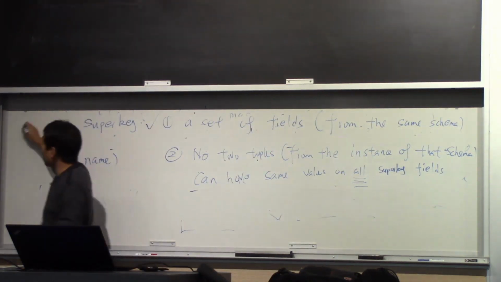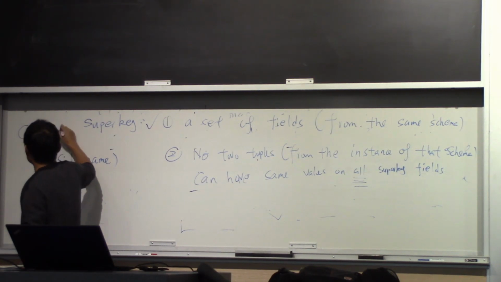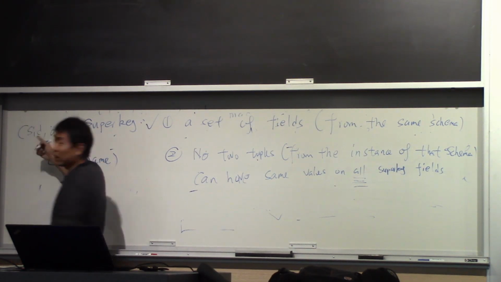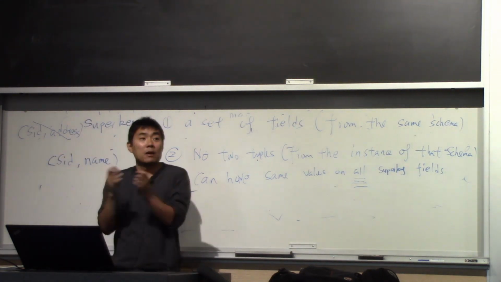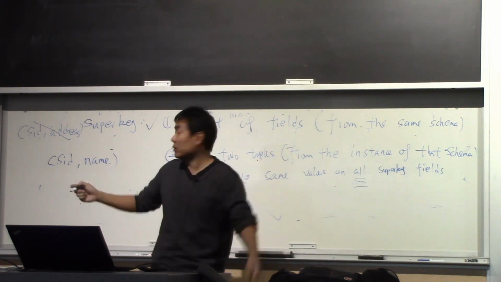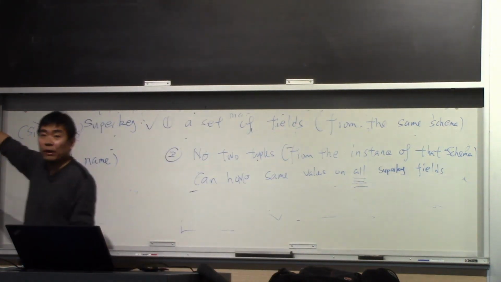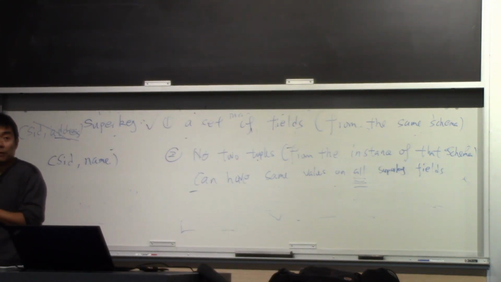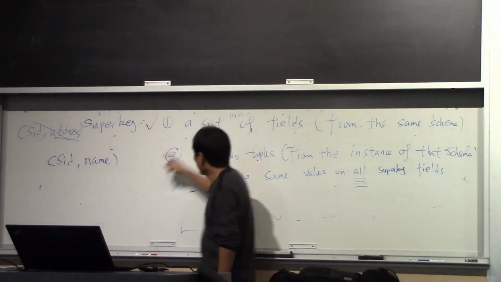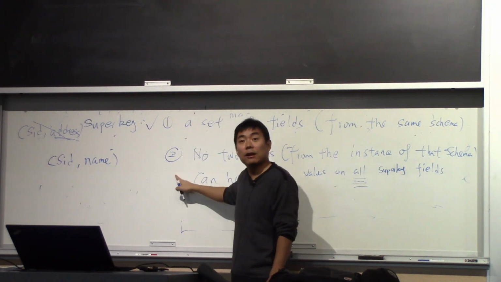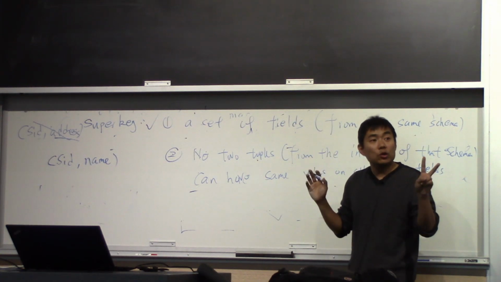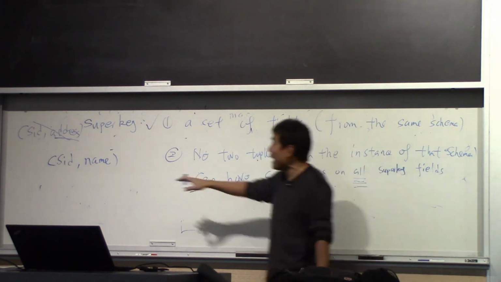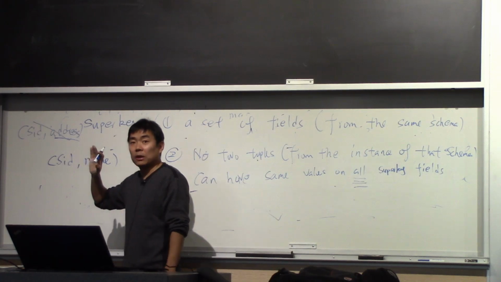For example, this will not be a super key for students. For example, SID and address. This cannot possibly be a super key for the student schema. Why? Because it's not even a proper subset for the schema of students. You don't even have an address field in the schema of students. But this one is. So I do satisfy the first condition, but you still need to satisfy the second condition, which is no two tuples, which means no two student records, can have the same values on all super key fields.